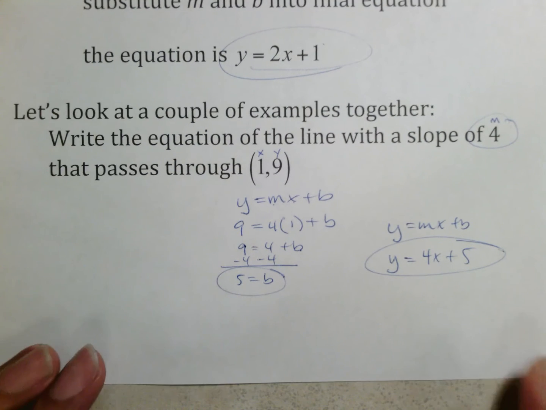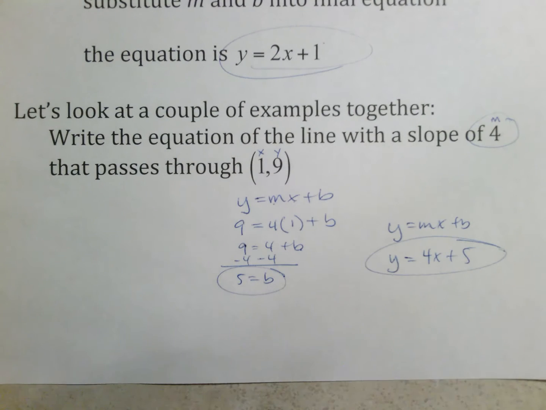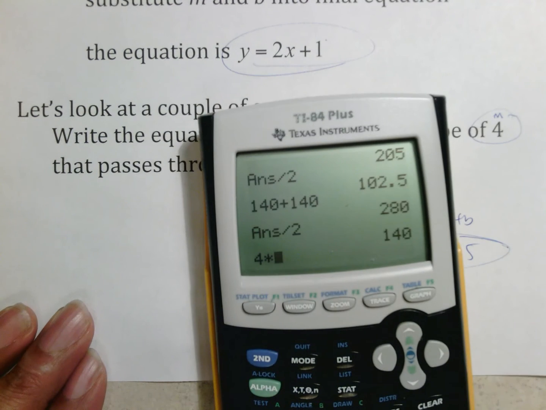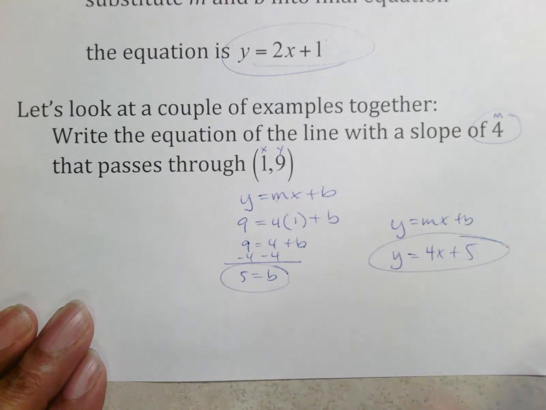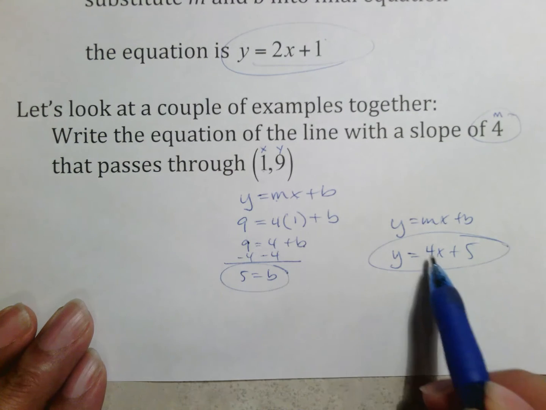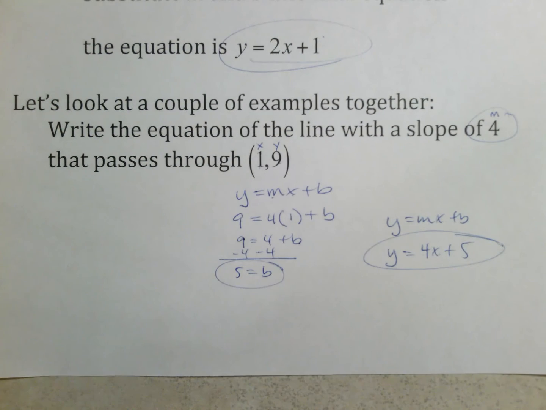The nice thing about this is you can actually check it. Take the 1 for x and plug it in. 4 times 1 plus 5. And notice that the answer I get is the value for y. So if I did it right, plugging that number in, 4 times 1 is 4 plus 5 makes 9, it tells me that I did it right and I don't need to worry about anything. Okay?